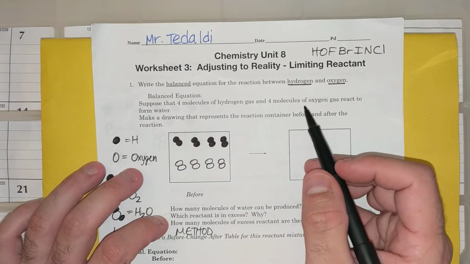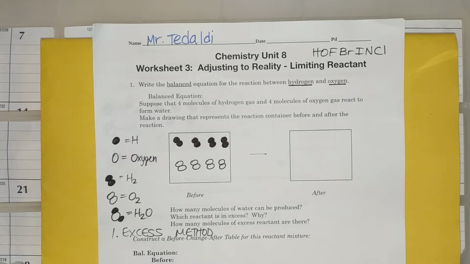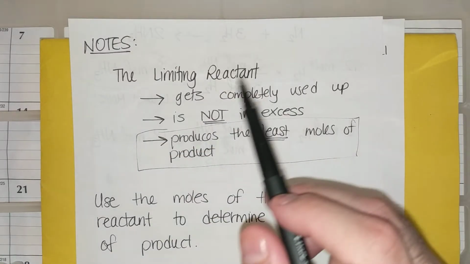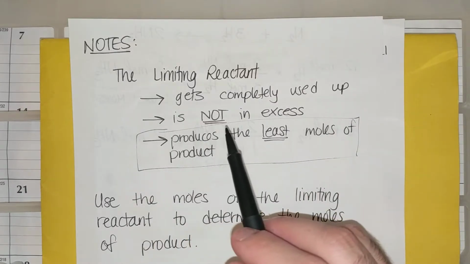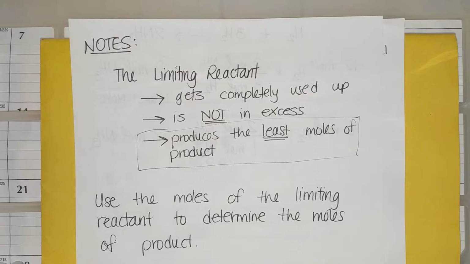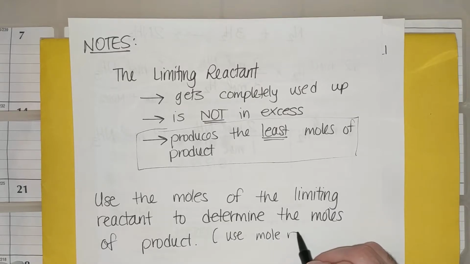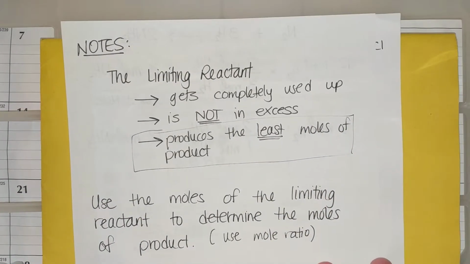Okay, so this is called adjusting to reality: limiting reactant. From time to time, I'm going to bring up the word limiting reactant, and I'm going to have this definition here. Eventually, I would like you to copy down these notes. The limiting reactant is a reactant that gets completely used up, is not in excess, so it is not going to have stuff left over, and it will produce the least moles of product. In general, whatever my limiting reactant is, I'm going to use my moles of my limiting reactant to determine the moles of my product using the mole ratio. So in general, this is what's going to be happening in this worksheet.